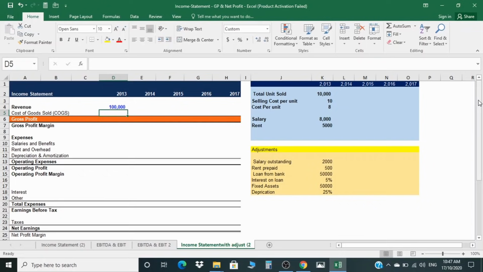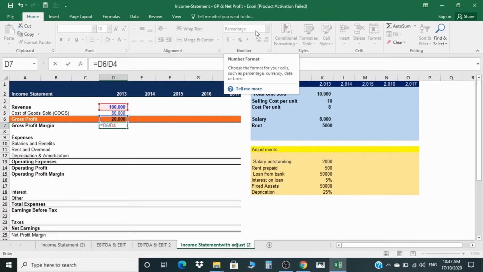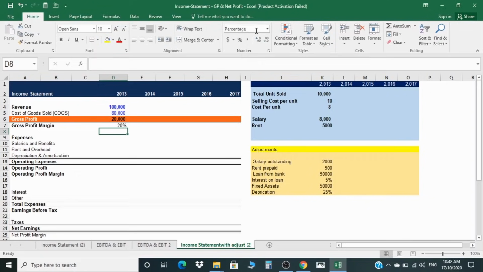Then cost of goods sold. I already told you, cost of goods sold means how much money you spend on the production of this particular unit. Go there, take units, multiply by 8. This is your cost of goods sold. The gross profit is revenue minus cost of goods sold. Now we calculate gross margin: gross profit divided by revenue. If it is already in percentage, you don't need to multiply by 100. So just go, 20%.